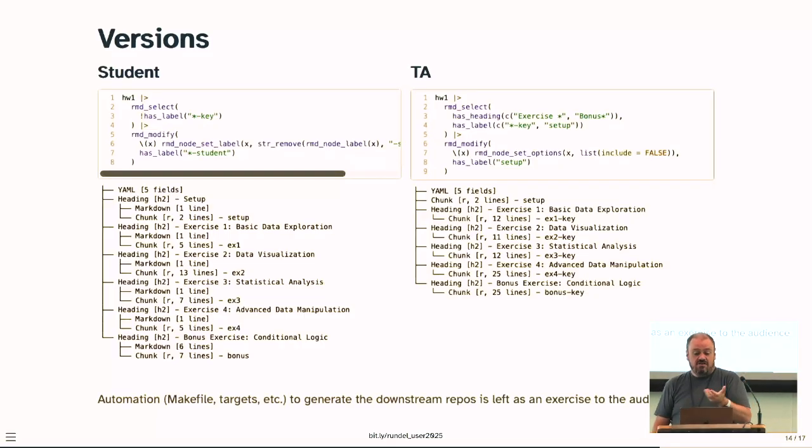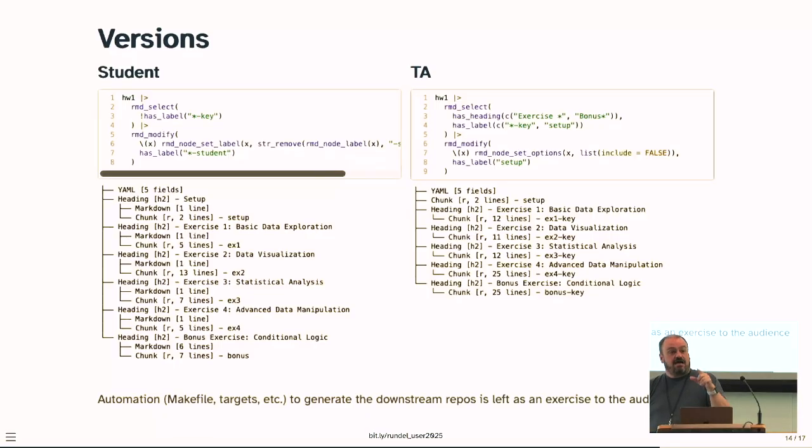The TA version, basically what I want to do is I have to be a little bit more careful, because I want both things that have the key suffix, but I also need to make sure that I get the setup. But if I just used has labels, I wouldn't get the headings. So that's why that has headings is there, and that's why we OR these things together to be able to come up with a reasonably consistent selector.